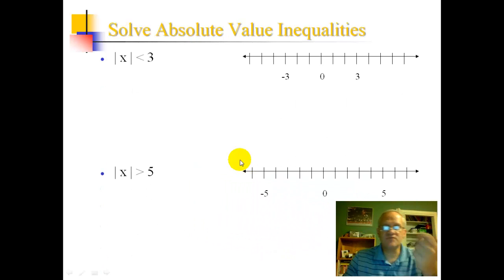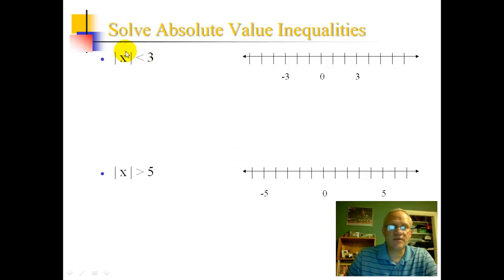Okay, absolute value inequalities. Let's look at a few things here. What does absolute value mean again? It means how far away it is from 0, right? So when we said absolute value of x equaled 3, that means it was either at 3 or -3, because that's 3 units away from 0.